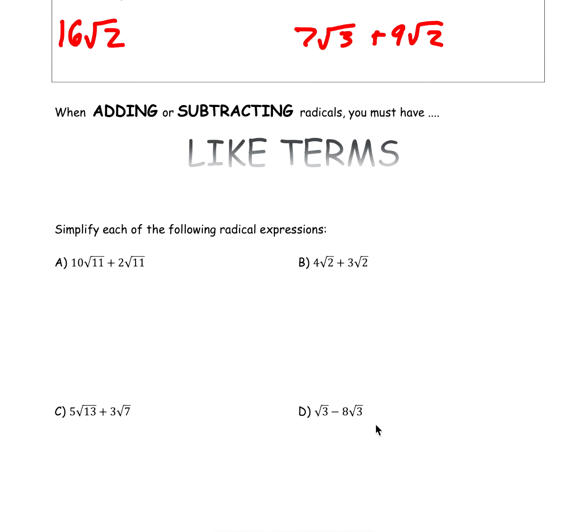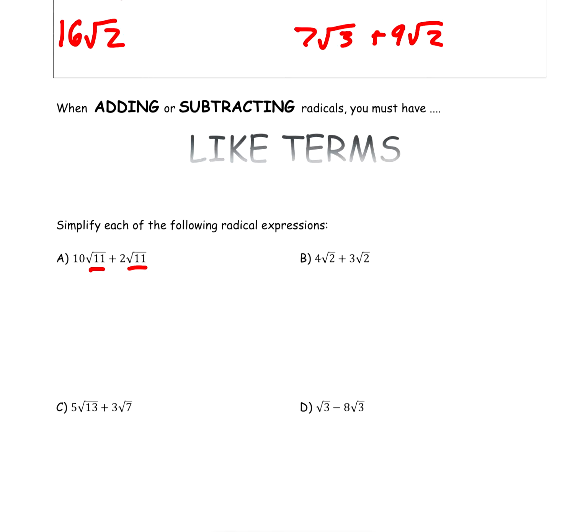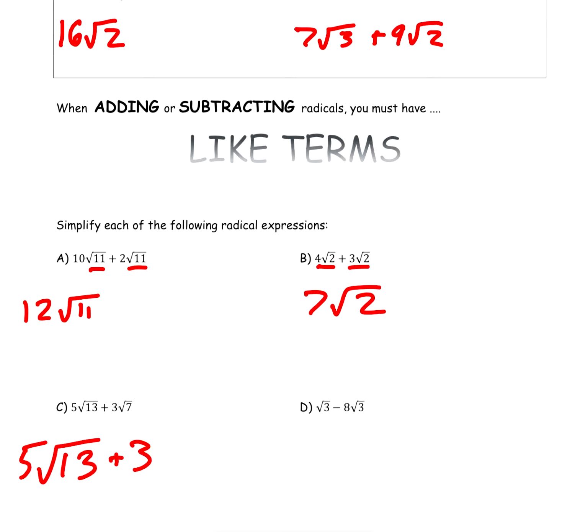It's very similar to 3 and 4. So I want you guys to take 1 to 3 minutes and do A, B, C, and D. Looking at A, the radicals are simplified as much as they could be. Do we have like terms? Yes, that's radical 11 and then radical 11, same radical on the inside. There's no variables, so this is good. This would just simplify to 12 radical 11 because 10 plus 2 is 12. Looking at B, these are like terms, so we can add them. 4 plus 3 is 7, so that would be 7 rad 2. Looking at C, what's different about C? We don't have like terms, so we can't do anything there, so we have 5 rad 13 plus 3 rad 7.